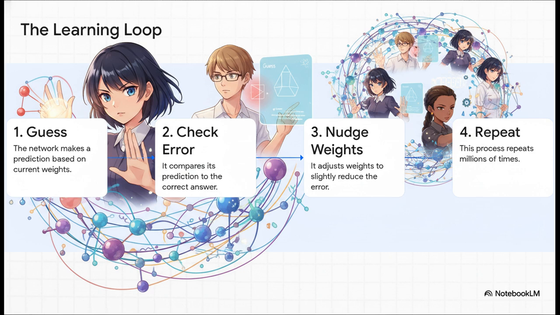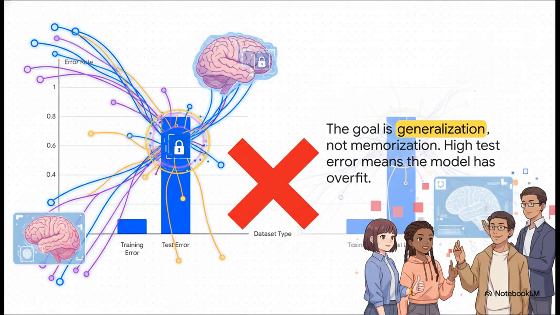And then it just repeats this loop. Guess, check, adjust, millions and millions of times, getting just a little bit smarter with every single cycle, until its predictions become unbelievably accurate. Of course, it's not always that easy.